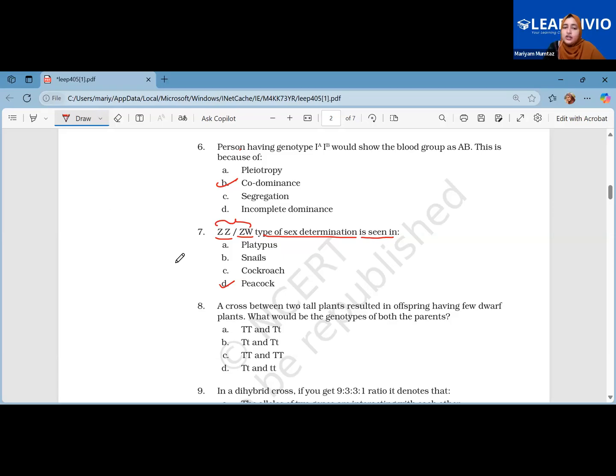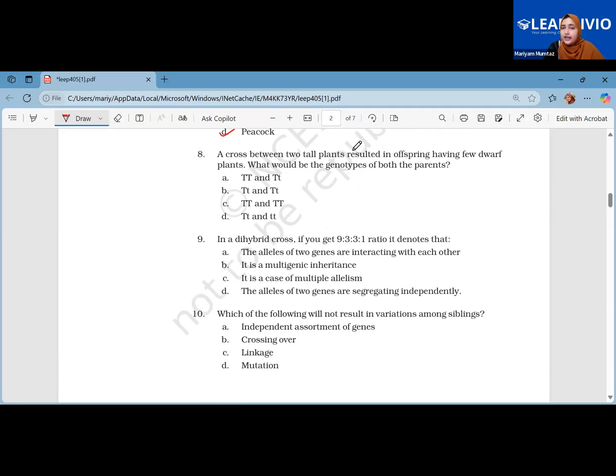Okay. A cross between two tall plants resulted in offspring having few dwarf plants. What would the genotypes of both the parents be? Now you can do it and tell me. Read the question and answer accordingly. How will you do it? You will cross all of them. Whatever options are there, you can cross them and you can find out.